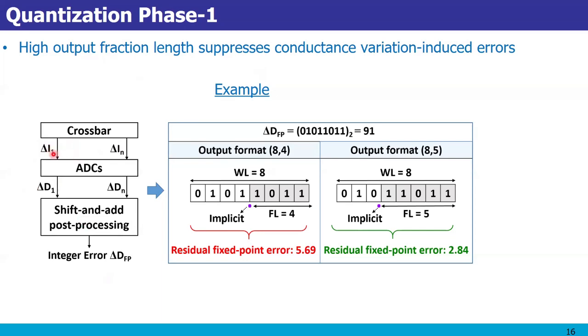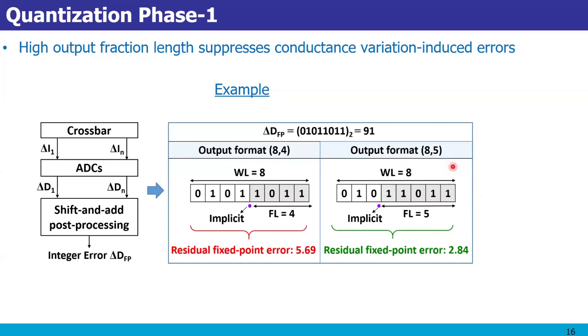So you'll see deltas everywhere. You'll get some error currents due to variation. These will lead to some error values in digital. These will undergo shift and add, and this will give you a final accumulated full digital error, delta D, full precision, FP. Now, if you assume it to be an 8-bit value, let's say 91 in this case, and your output format has 4 bits of fraction, you can see the numeric error, if you consider the radix point, is 5.69. But if you had 1 bit more, you basically halve the error. So if you can tune this fraction length, it automatically reduces the impact of error without any fancy training or any new hardware component. So that's the first thing.